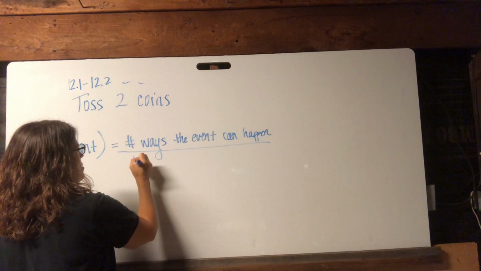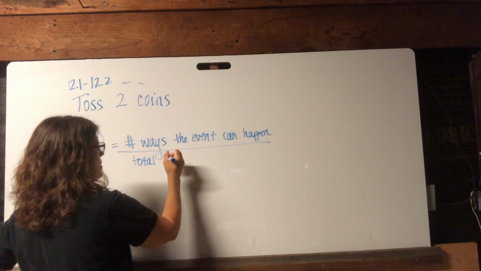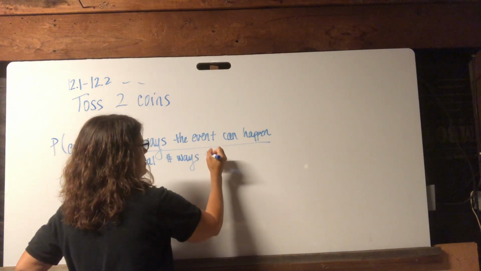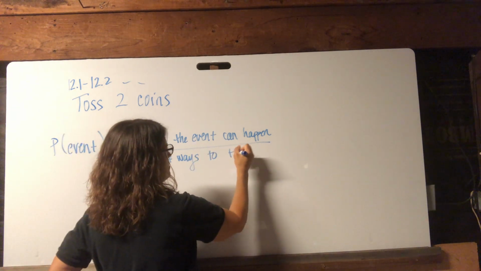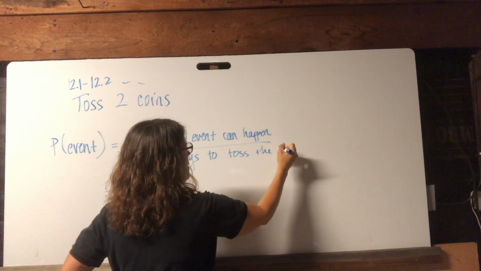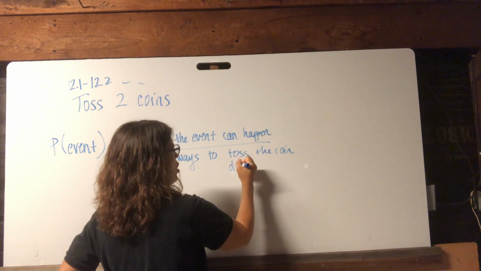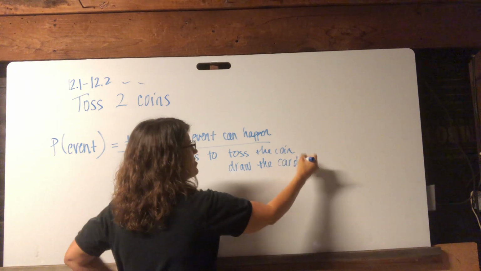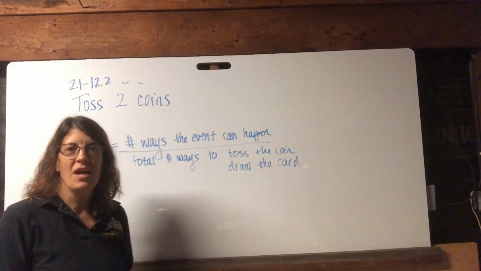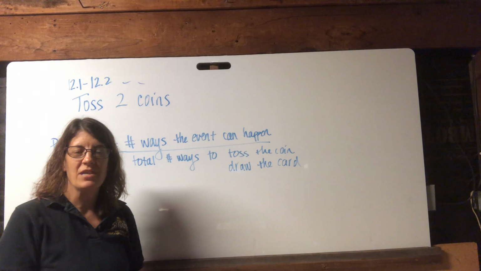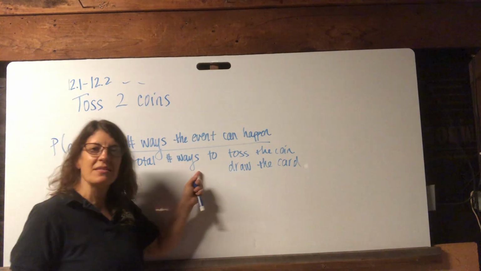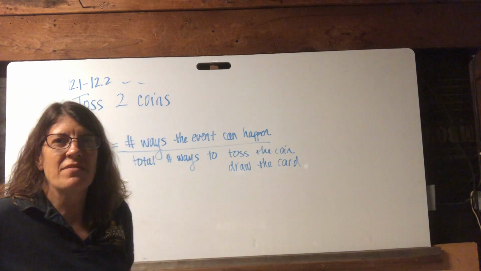The total number of ways to, you know, toss the coin, draw the card. There is a specific word for the denominator and I can't think of it off the top of my head. So I'll do a couple examples. I'm sorry, I can't think of what this is called. The number of ways the event can happen.